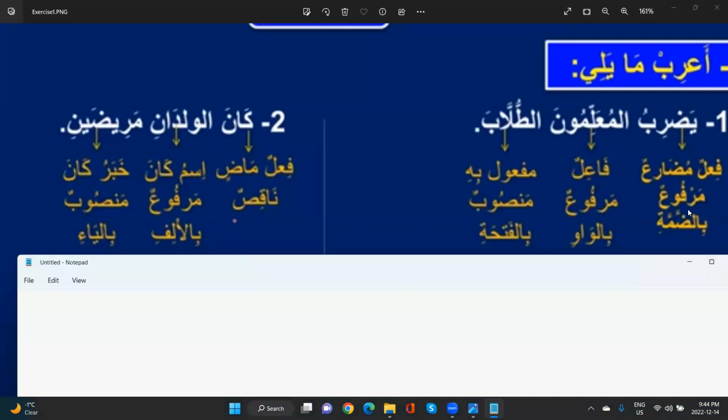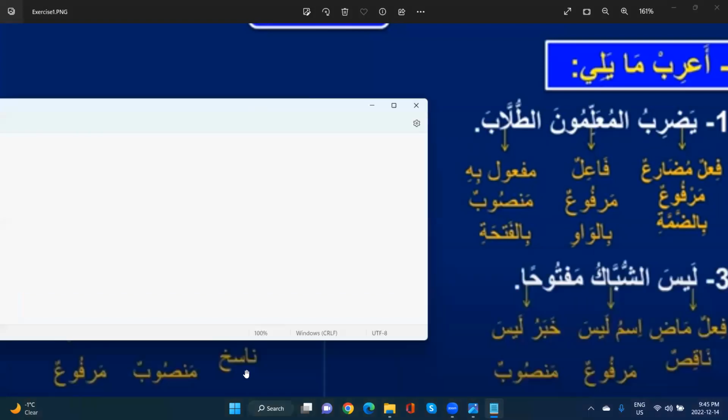So look at this. Fi'l mudari' marfu' bid-damma, yadribu, because of the damma here. Then al-muallimuna is the fa'il, marfu' bil-waw, jama salim. And at-tullaba is maf'ul bihi, mansub bil-fatha. Good job. Okay, let's do this one then.